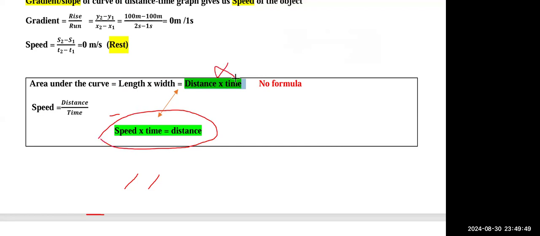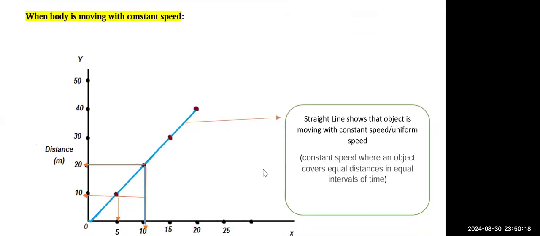So from the distance time graph, the area under the curve, we will find no information. Only the gradient is helpful to find the speed of the object. I have categorized all the lectures related to graphs into about 4 lectures, so that you can easily differentiate the things. Now, when a body is moving with constant speed, this is again the distance time graph.